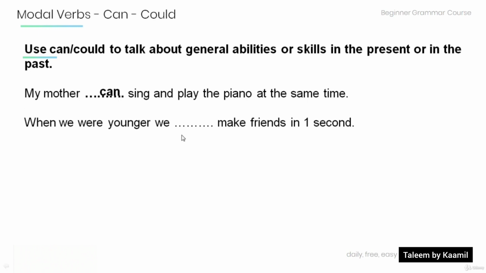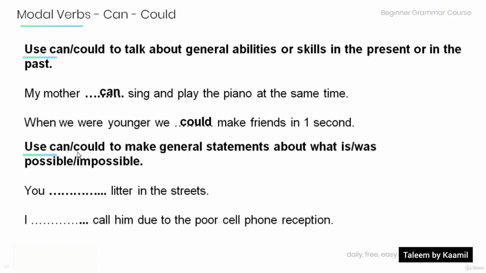When we were younger, we make friends in 1 second. When we were younger, we could make friends in 1 second. Also note that we use can or could to make general statements about what is or was possible or impossible. Read the following sentences and fill in the blanks using the appropriate forms of the modal verbs.